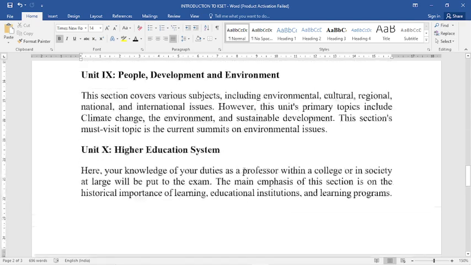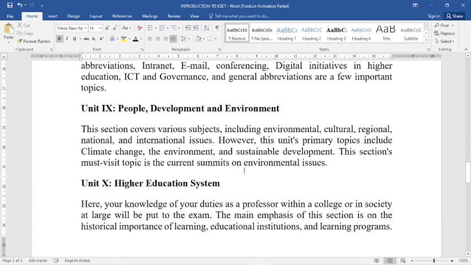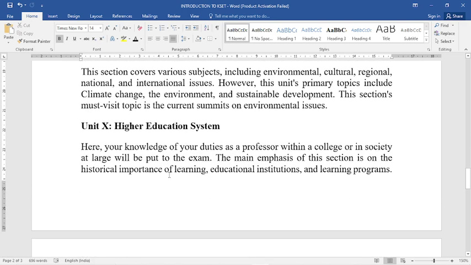And the last one is higher education. This one is very important, because now you are going to face the KSET examination, which means you are eligible for higher education, meaning you are eligible to teach degree college students, or maybe PG students. So higher education is very important to understand. Here your knowledge of your duties as a professor, as a lecturer, within a college or society at large will be put to the exam.